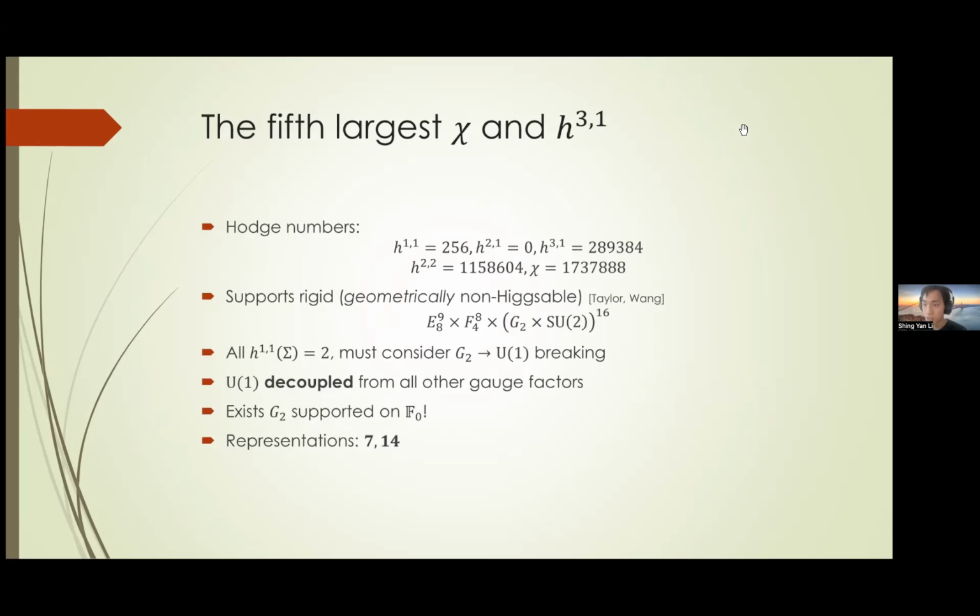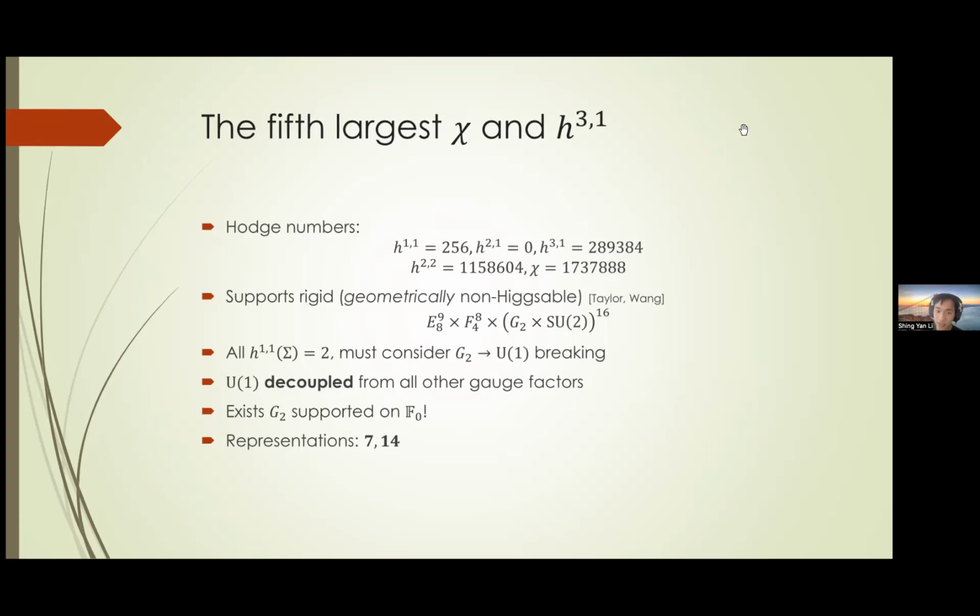So now, which geometry are we going to pick in the KS database? The funny thing is, we are not picking the largest chi. We are picking something slightly smaller. We are picking the 5th largest chi in the KS database. There are many fourfolds that have the same chi, and to get an easier analysis, we are picking the ones that have the smallest h11 and the largest h31. The Hodge numbers are shown here.